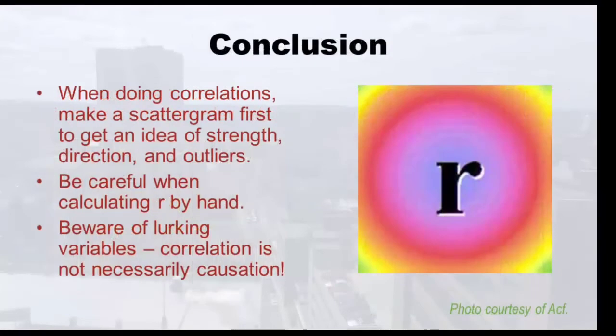So in conclusion, when you're doing your correlations, first make a scattergram because you want to get a visual idea of the strength and the direction, and you also want to look for outliers. Then go on and calculate R by hand, but be really careful because it's a big hairy calculation and you don't want to make any mistakes. And then finally, when you go to interpret R, be careful of lurking variables and remember that correlation is not necessarily causation. And now, time for some ice cream.